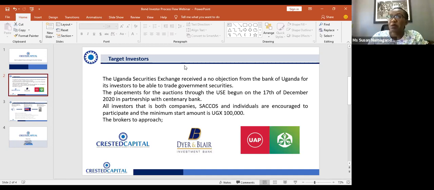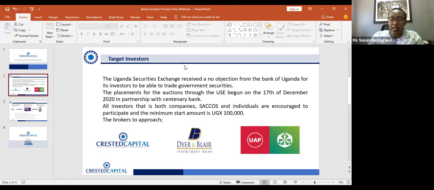What is the minimum amount to invest for an investor? We are saying 100,000 because the government says the minimum is 100. So we're also starting at 100,000. We don't want our investors to shy away, saying, oh, you know, government securities are full of billions of shillings, millions of money. No, as low as 100,000, you can begin.